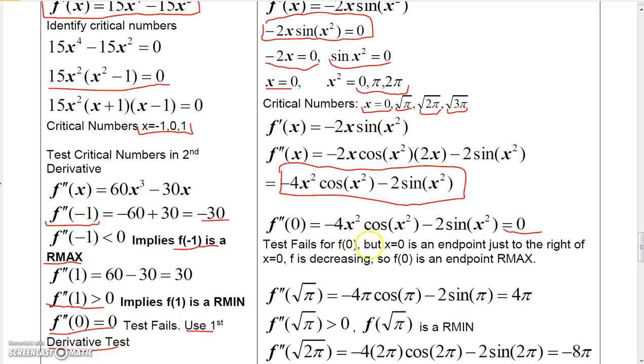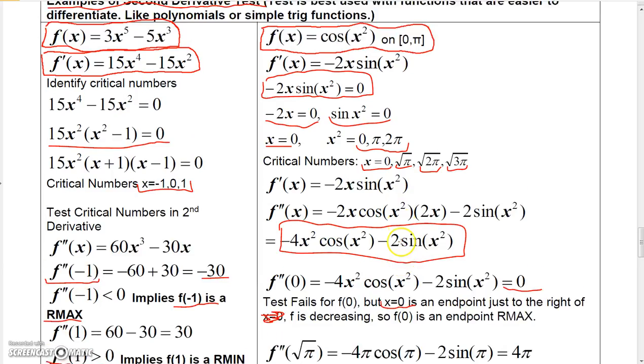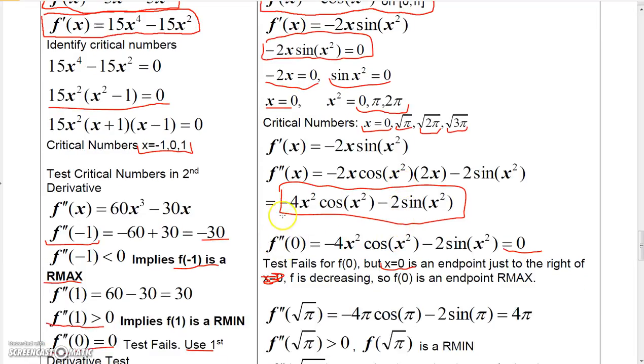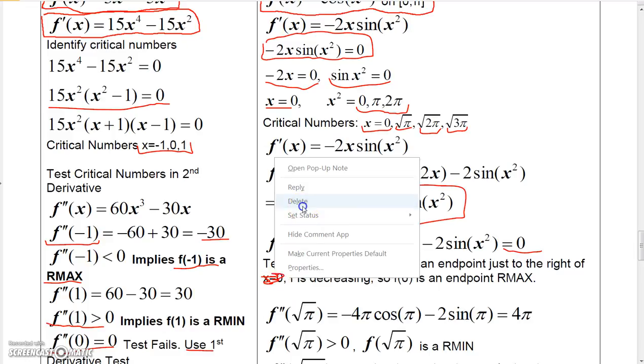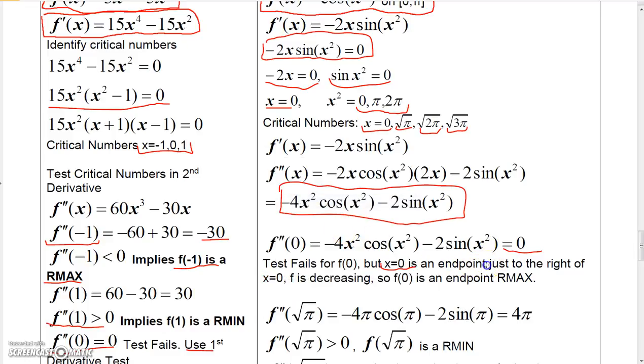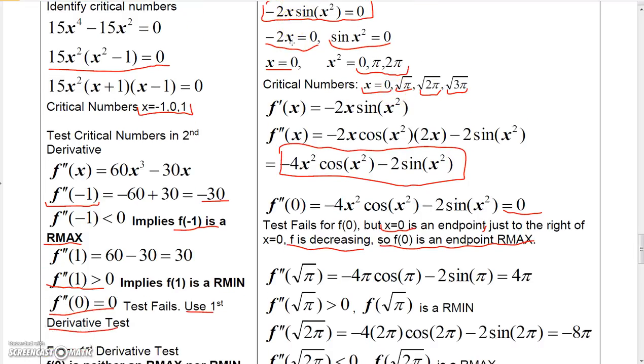It failed, but x equals 0 is an endpoint. So if you look just to the right, it's an endpoint, and just to the right of x equals 0, the function is decreasing. So technically, f of 0 would be an endpoint relative max, and I'll explain that when I show you the graph.